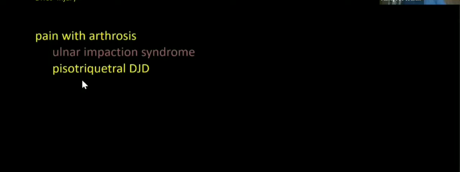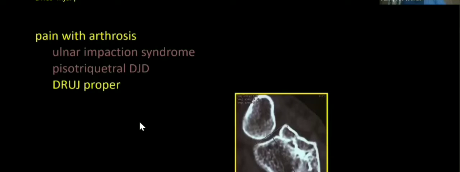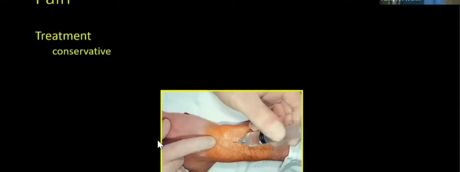The second scenario where you have pain with arthrosis is pisotriquetral joint arthritis. It could be from the DRUJ joint proper, which may be because of a malunion of a distal radius fracture that is resulting in DRUJ arthritis. So coming back again to where we started from, when you're looking at DRUJ, ulnar-sided wrist pain, a simplistic classification where you're looking at patients with pain, pain with instability, and pain with arthrosis becomes a lot easier to determine the line of treatment for these patients.